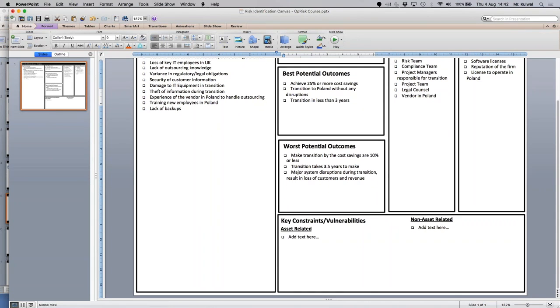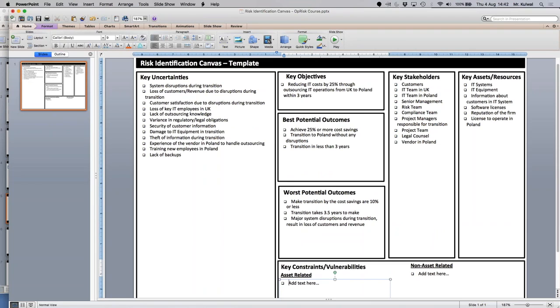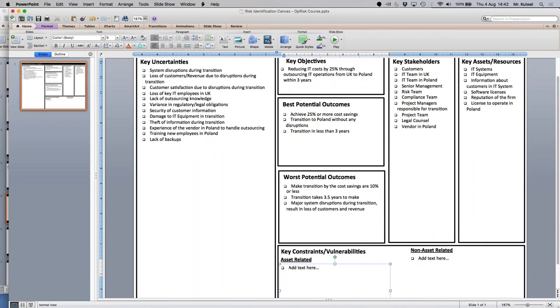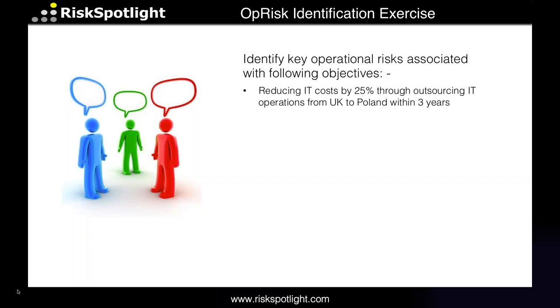We don't have time to go into the constraints and vulnerabilities, but that's where you can say, for example, that we will only get our license in Poland by a certain date, or that we only have so much budget to make the transition. That would be an example of constraints you may have, on an asset or non-asset related. So feel free to use this tool. You'll get the links where you can download the PowerPoint, and then I'll send this version we've created, so you can also see the example we created during the course.